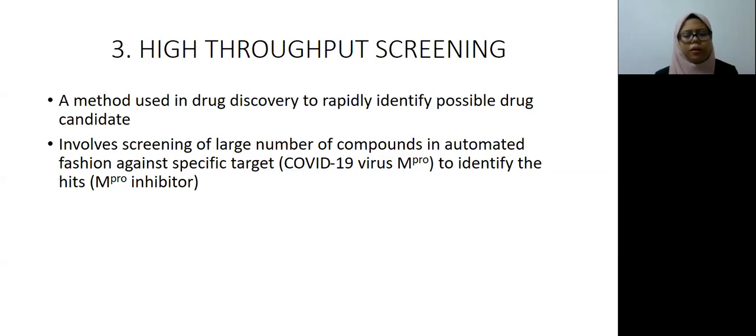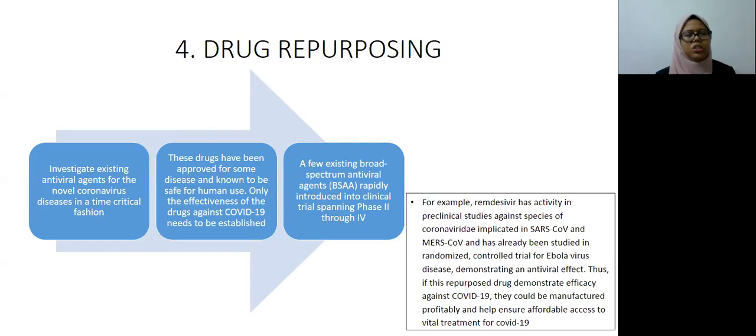Okay, the next strategy for drug discovery is drug repurposing. Drug repurposing involves the investigation of existing drugs for new therapeutic purposes. Because the development of novel drugs is a time-consuming process, usually requiring several years of work to get clinical approval, this method is a very effective strategy to combat the novel disease caused by the SARS-CoV-2 coronavirus.